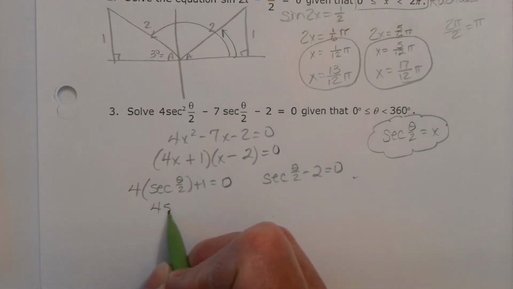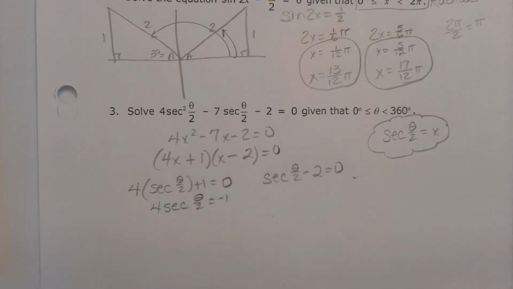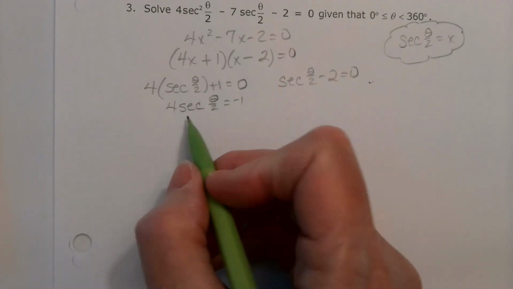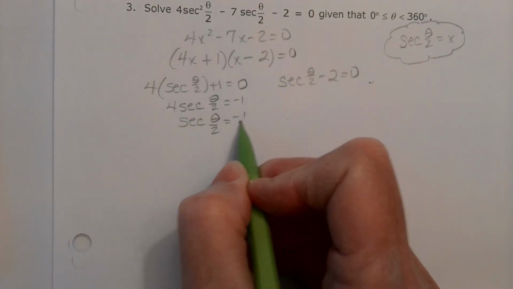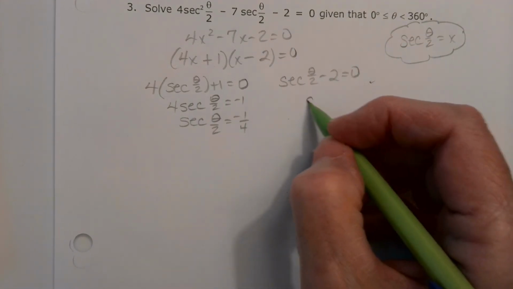So this is 4 times the secant of theta over 2 equals negative 1. So then I'm going to divide both sides by 4. And I'll get the secant of theta over 2 equals negative 1/4. And I'll do the same thing here. Bring that 2 over.